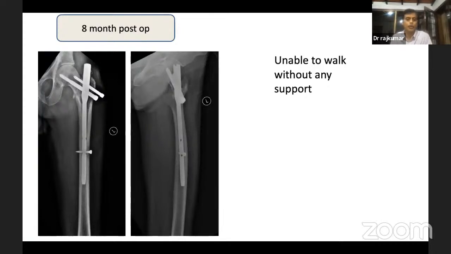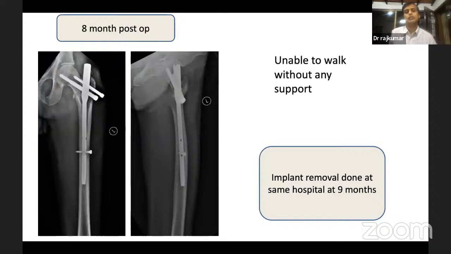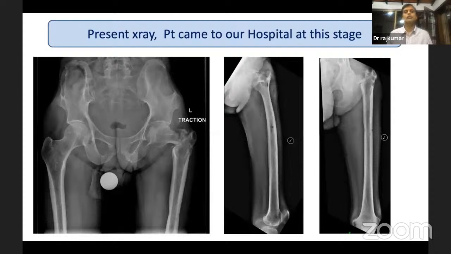it will. At one point of time, you have to take a decision. You should not keep on waiting. That will cause a lot of problems. So implant removal was done at the same hospital. The surgeon just removed the implants because he wanted to do one more surgery, and the patient left that hospital. And this is how the patient came to me in this situation.